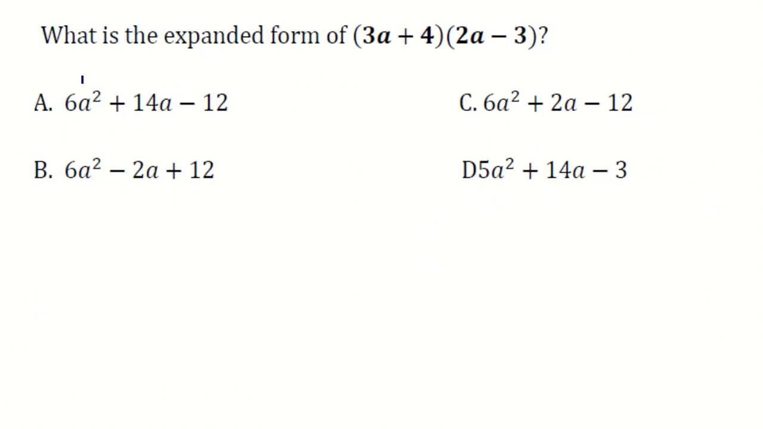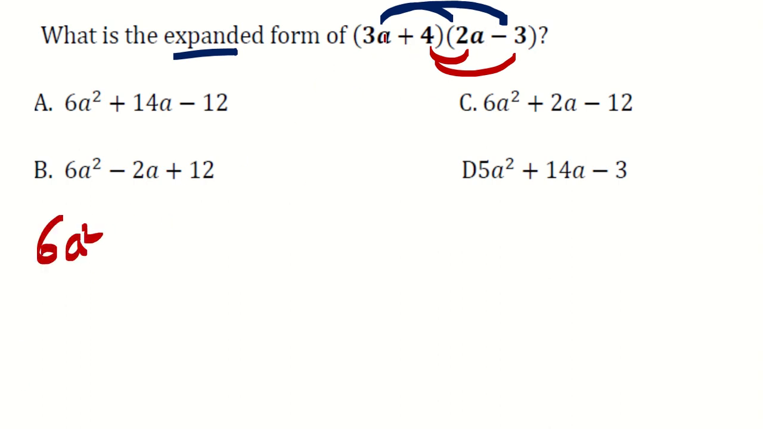Okay, the next one, it is expand. Just multiplication. So first multiply this with this and this with this. And after that, you will multiply the 4 also with this and with this. You know the rule. Okay, let's do it. So 3a times 2a will be 6a square. Again, 3a times negative 3 will be negative 9a. Let's continue again. 4 times 2a will be 8a, it's positive, and 4 times negative 3 will be negative 12. The like terms are these two.